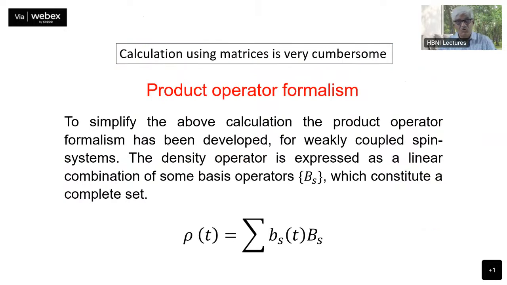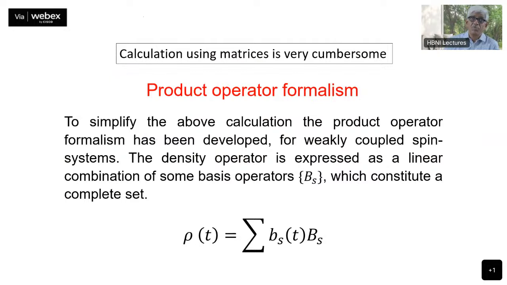Now that is so far as the philosophy is concerned. But if you want to do this explicitly for an n-spin system, it will take an enormous amount of effort and is practically impossible. It is quite complex and very complicated. It will become very time consuming. And then of course, we'll have to find a proper solution. This is what brings us to a new formalism. Calculation using such matrices becomes very cumbersome.